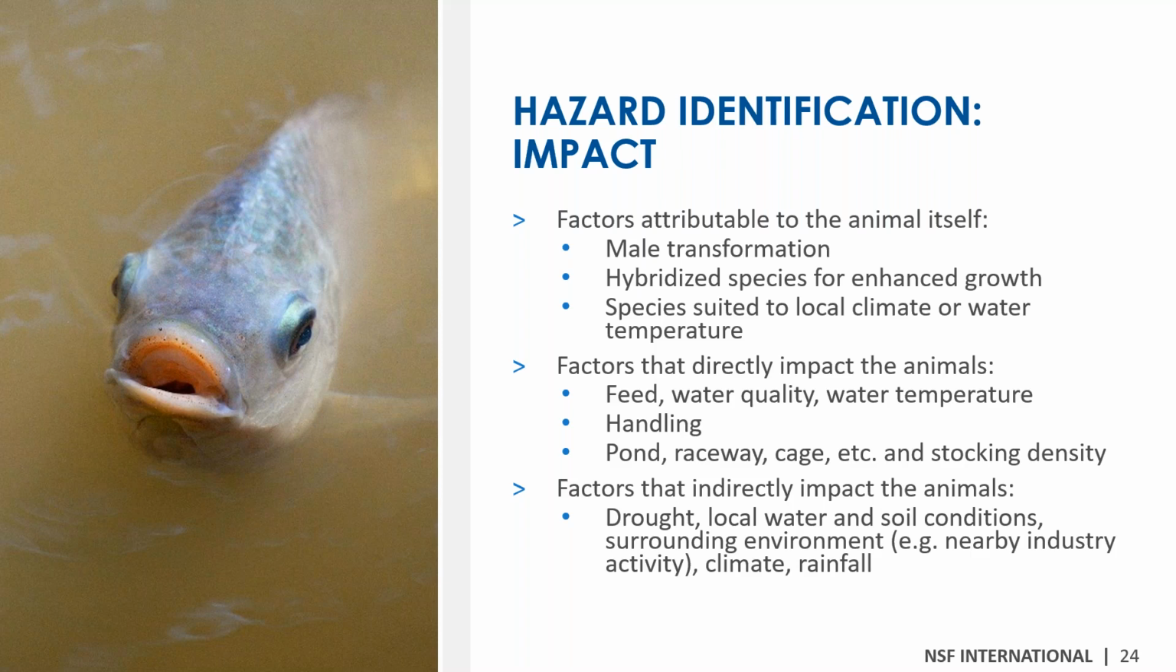And then there are factors that are directly impacting the animal, such as feed, water quality, and water temperature or handling, and so forth. And then other things that are indirectly impacting the animal, such as drought situations, local water or soil conditions, and maybe a surrounding environment impact, climate, or rainfall. So there's a lot of different ways of looking at those hazards. You just want to make sure that you understand your logic when you're identifying them, and go for it, because there's no right way, there's no wrong way in this approach.